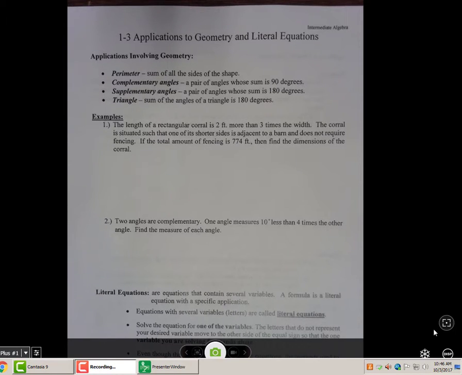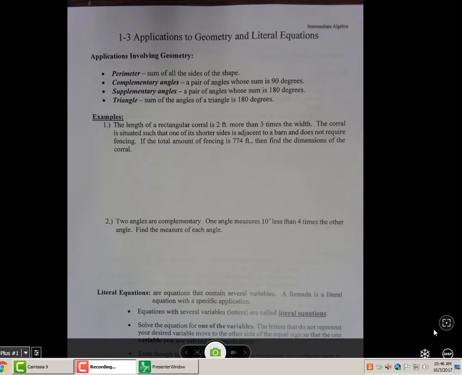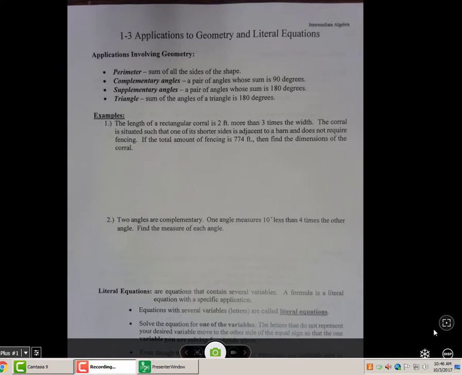Today we're going to talk about applications to geometry and literal equations. We've been talking about word problems and applications, and we're going to continue with that in Chapter 1, Section 3. So before we start doing some examples, I just want to review some vocabulary.